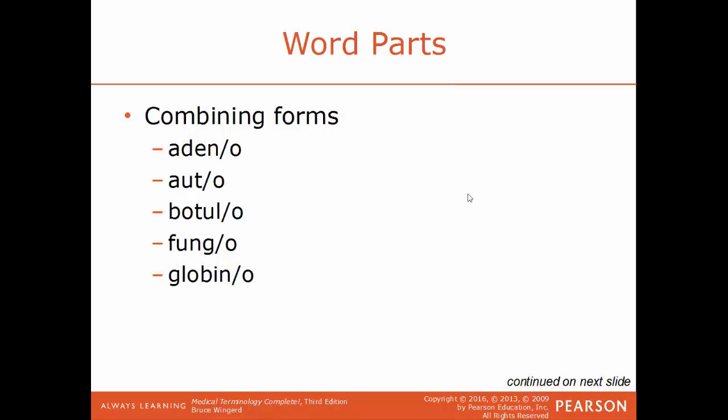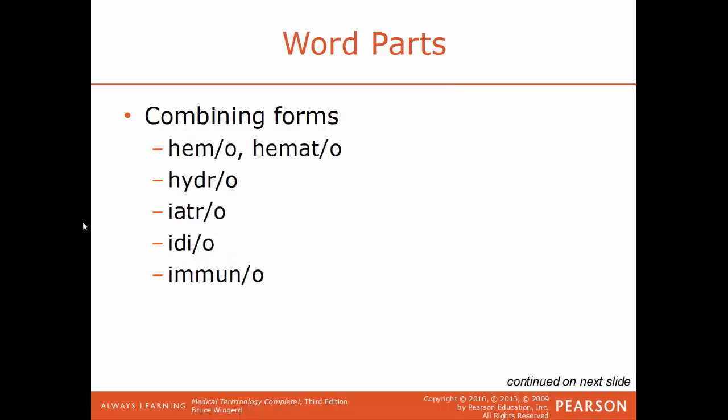Fungo is a reference to fungus. And globin is a reference to a protein. Hemo or hemato is a reference to blood. Hydro is a reference to water. Iatro is a reference to physician or treatment. Idi or idio is a reference to unknown. So if a disease is idiopathic, the cause of that disease is not known. Immuno is a reference to the immune system being protected or being safe.